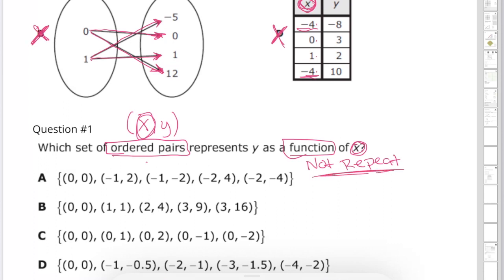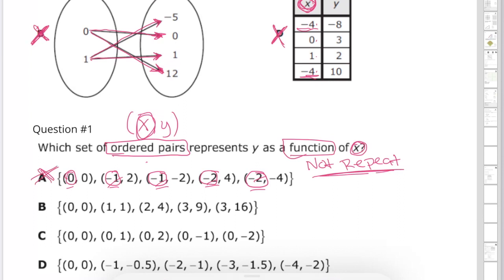So I'm going to go to A, and I'm going to circle the first number in each ordered pair. I have 0, -1, -1, -2, and -2. If you notice, I circled only the first number in each ordered pair. While I was reading those out loud, I heard -1 two times and -2 two times. Because it is repeating, this cannot be my answer.